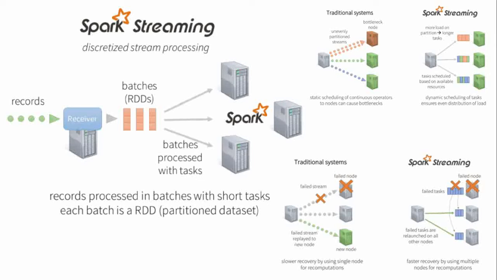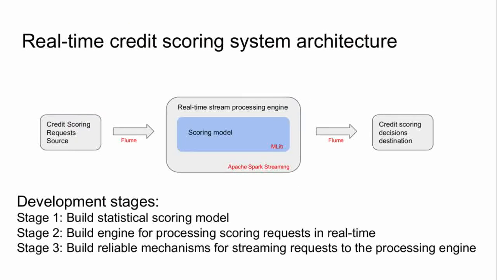For reference, here's a sketch of the system architecture that we will build. Our solution consists of three elements: our credit scoring system in the form of a real-time stream processing engine and statistical scoring model, a system that reliably transmits the credit scoring requests to our scoring system, and the final destination system where the output from our scoring system is sent. It is important to note here that requests that are generated and streamed to our system arrive in real time and at high velocity, and the goal of our system is to process them as fast as possible.